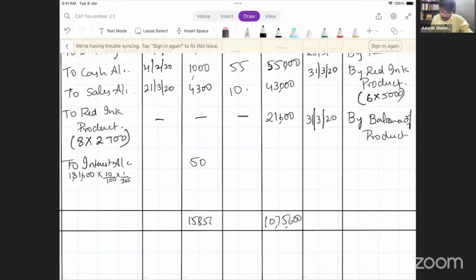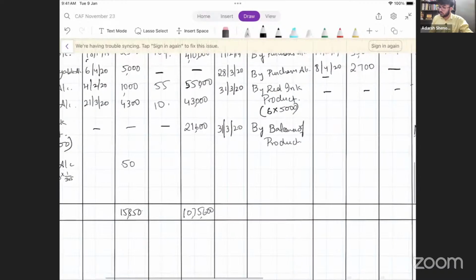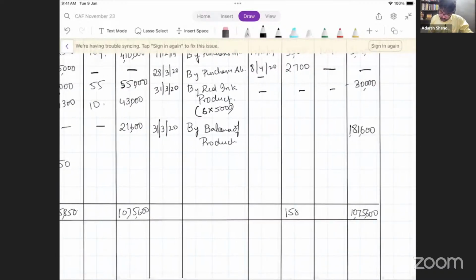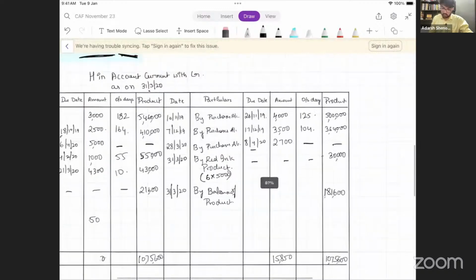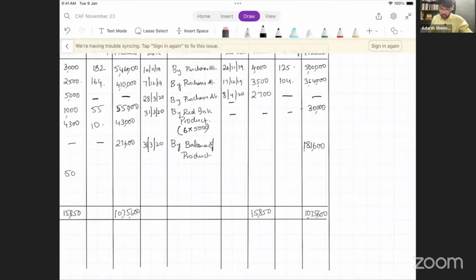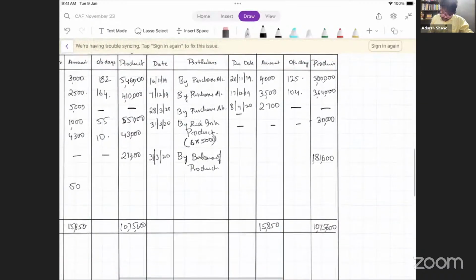You understood, no, why I rounded it off to the whole number? 15,850, because in the question they've given minus 5,650 is the balance, right? Done. Simple. Nothing to do, yeah.